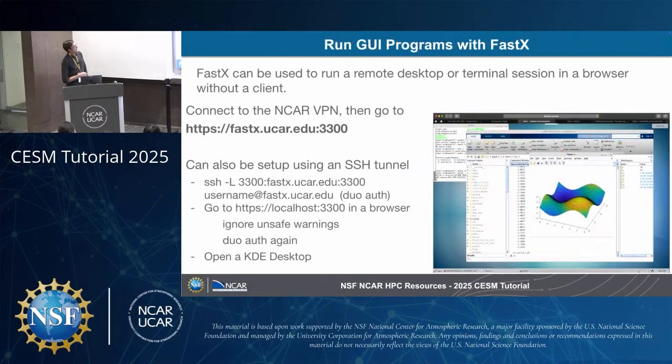Another way to do that is through this thing called FastX. This can be web-based, so if you don't have administrative access to your machine, you can use FastX to do this. If you're staff or you're working with someone here and you have access to the NCAR VPN, then it's very simple. You just go to fastx.ucar.edu:3300, and you can log in via a browser. But if you don't have VPN access, there are still some instructions to do it.